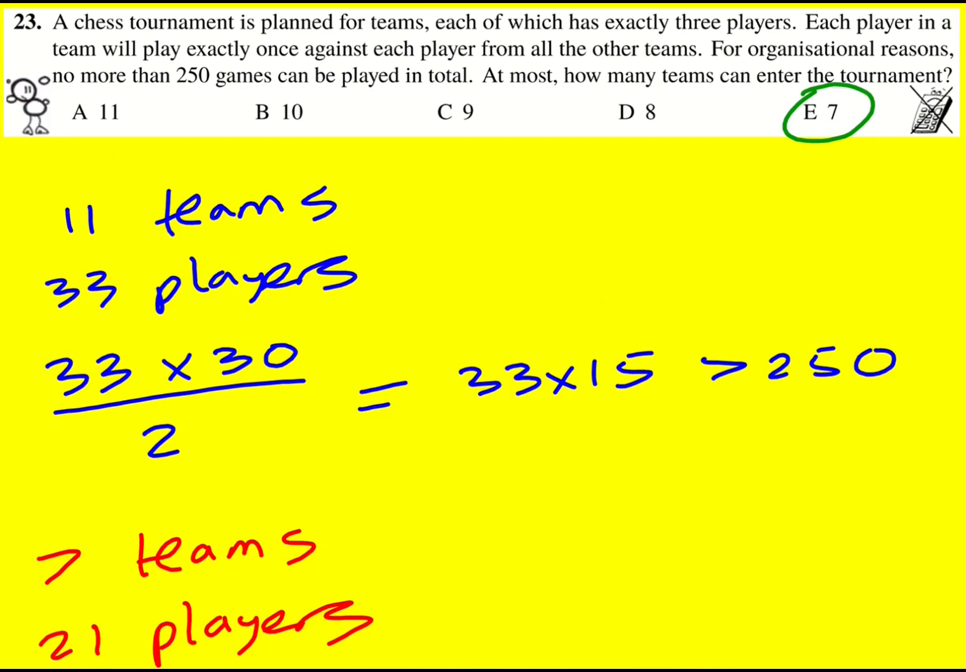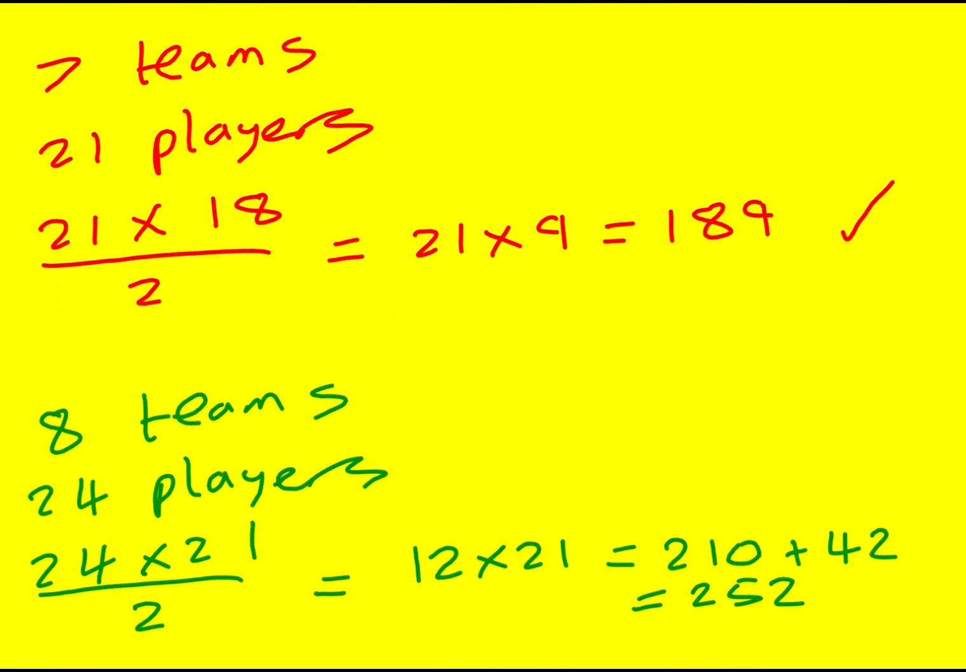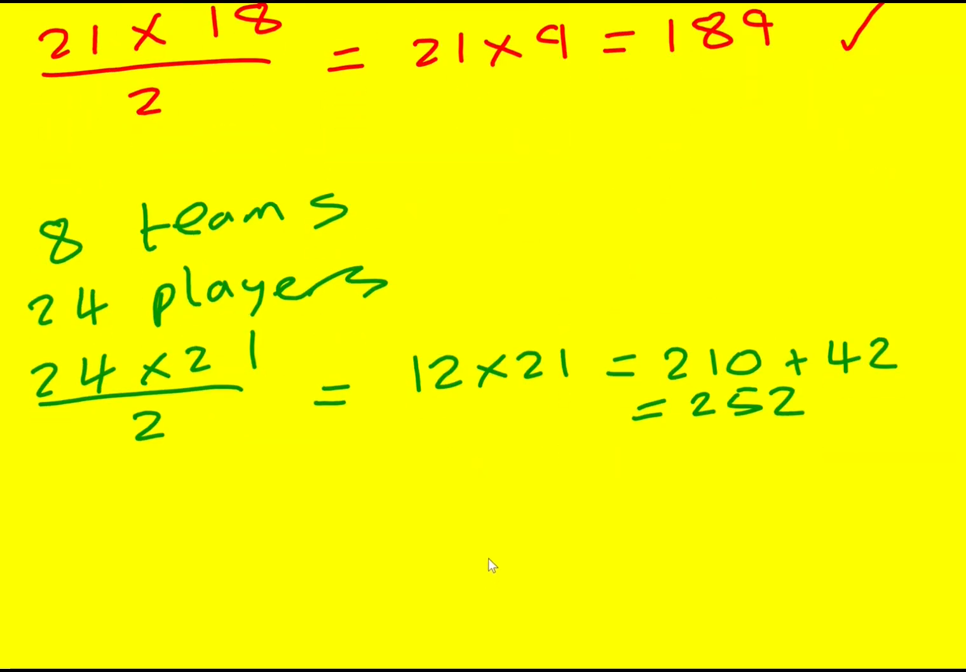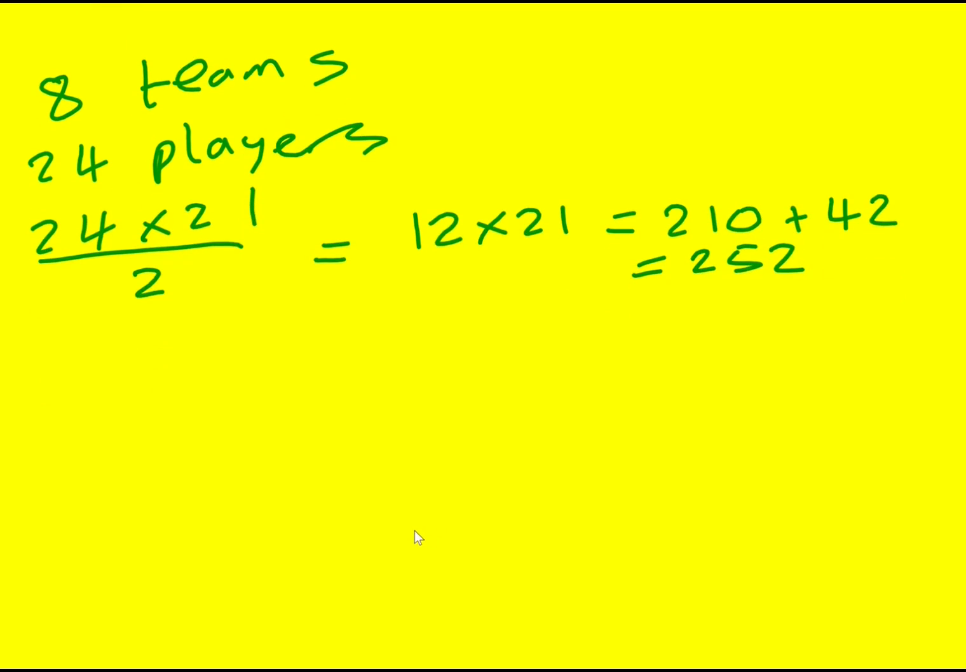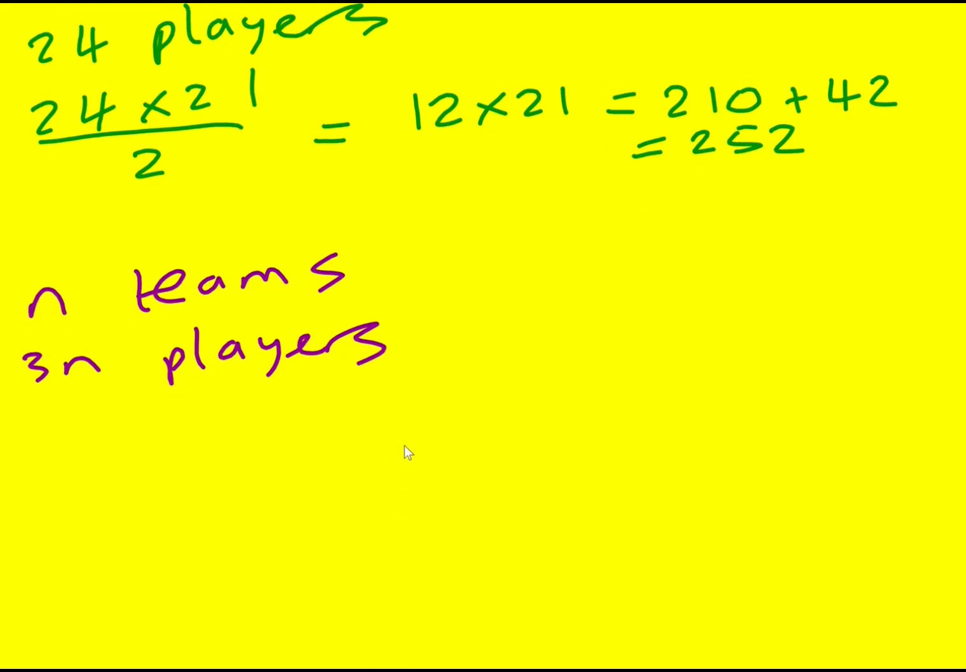It must be E. Now, I just want to show you how we could do this algebraically. It's more complicated, so for the purposes of this competition, I don't quite like that approach. That's how I did it. But let's work more generally. Let's say we've got n teams. Then there's going to be 3n players, and they're going to play against 3n minus 3 other players, just like we've had over here.